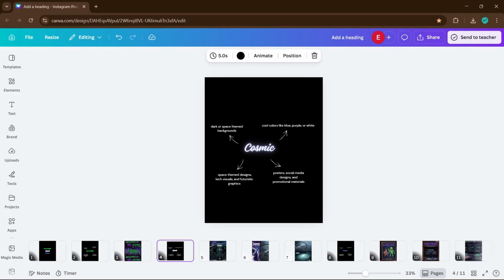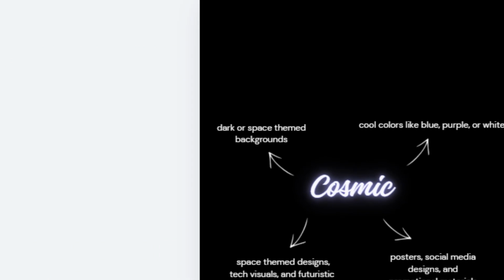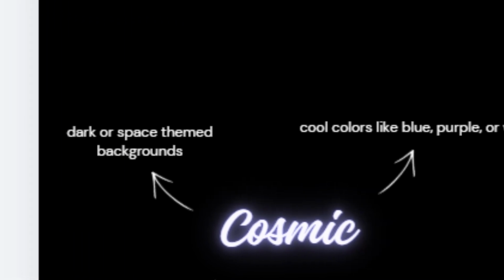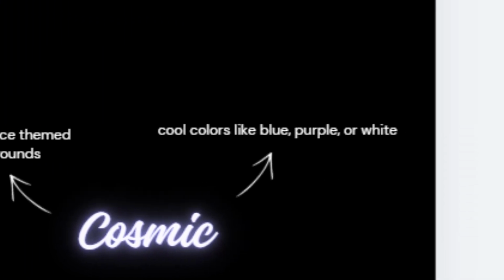Next, we have the cosmic effect. The cosmic style focuses on a soft, glowing, and futuristic look, so it works best on dark or space-themed backgrounds where the glow can stand out clearly. Using cool colors like blue, purple, or white helps enhance the cosmic aesthetic.